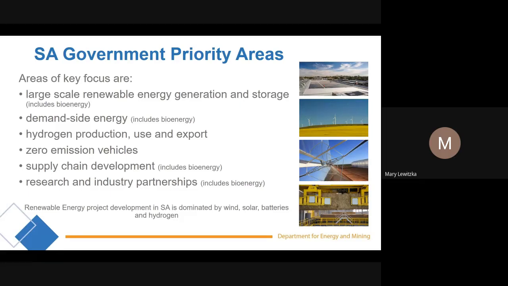A big one at the moment is hydrogen production, use and export. We've got a zero emissions vehicle strategy at the moment as well, looking at vehicle uptake and investment in charging and refueling infrastructure. We look at supply chain development of low carbon technologies, including a battery focus and bioenergy, and research and industry partnerships in low carbon technology. So that's where the South Australian Government priority areas are in terms of energy.